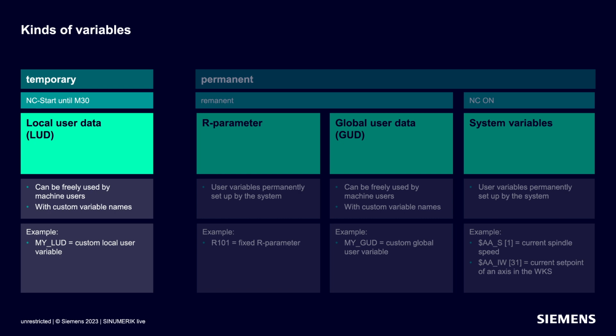Local user data are variables that I create myself with readable names. They are only there as long as I need them, which is from the NC start until the M30 end of the program. But more on that in a moment. Let's take a quick look at Cinemeric Operate.